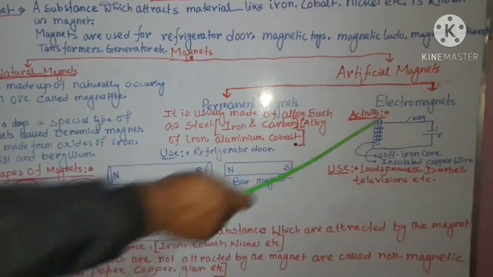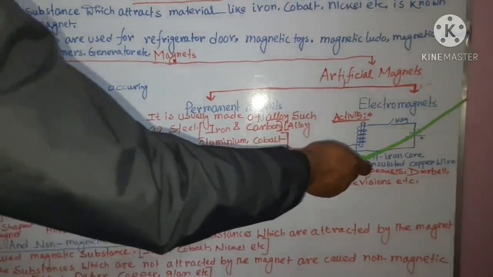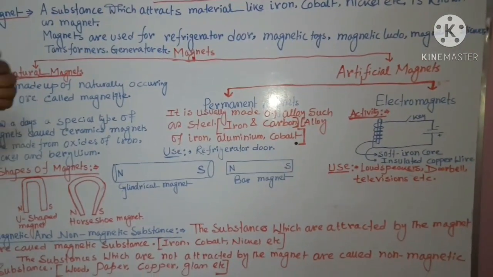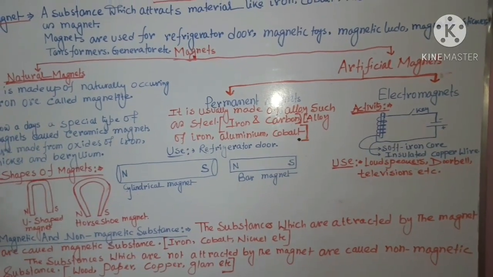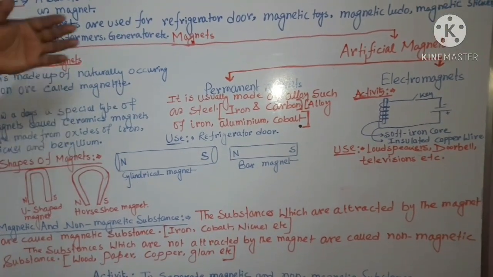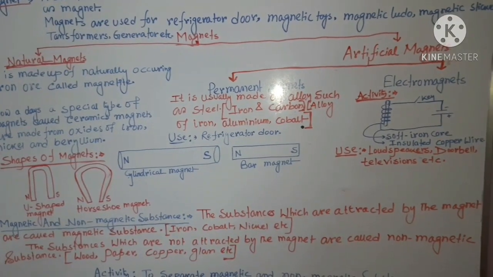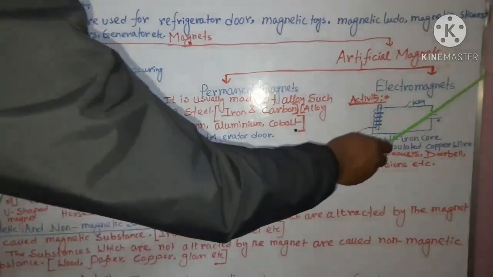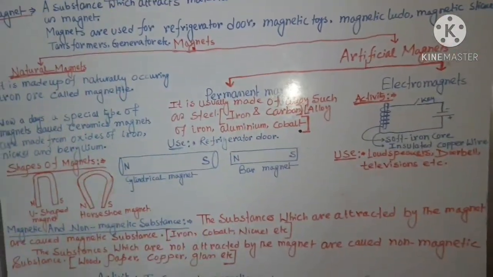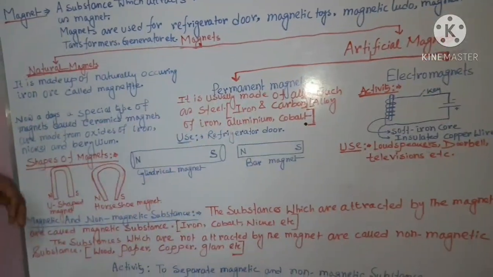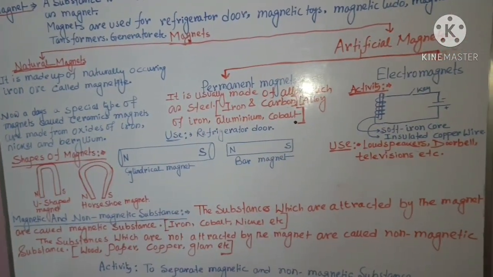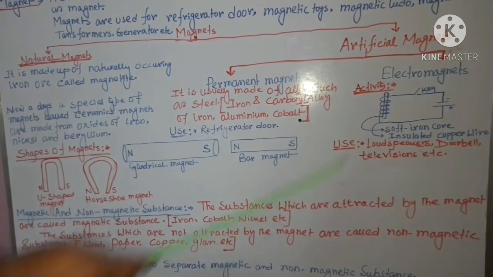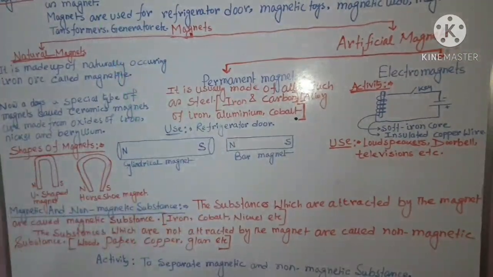Now, electromagnet, which is actually a temporary magnet. What do you mean by temporary magnet? The magnet which can show the magnetism up to a specific time, that type of magnet is called a temporary magnet. Electromagnet is one of the temporary magnets. So what do you mean by electromagnet? The magnet which is produced from the electricity is known as the electromagnet.